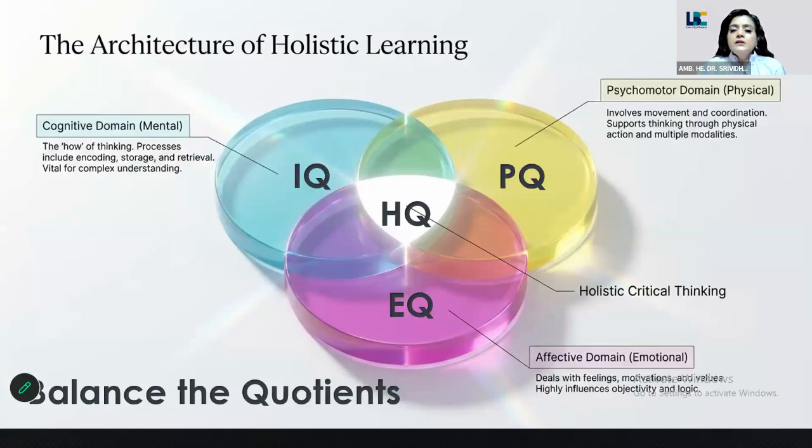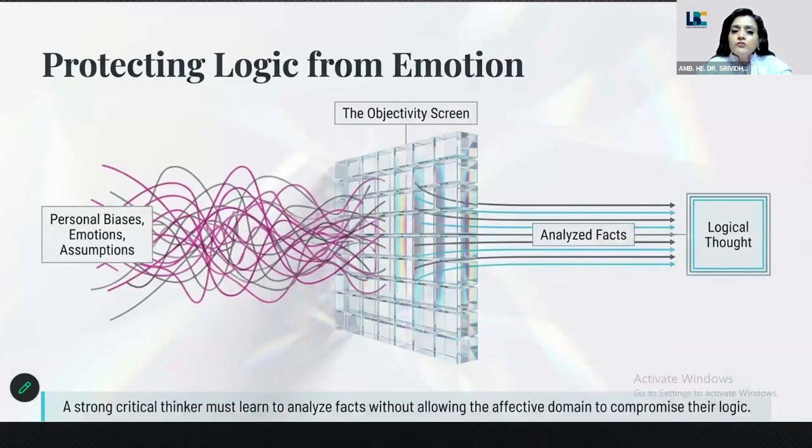So in this whole architecture of holistic thinking, where it involves knowledge, emotion, and psychomotor, there is a holistic quotient, a holistic intelligence which is being developed, that is called holistic learning. That is, it involves all three domains: the cognitive domain, that is the mental domain; the psychomotor domain, that is the physical domain; and the emotional domain, that is the affective domain. One should be able to balance all these quotients very effectively to make our learning process a success, with holistic thinking and projecting the logic from emotion.